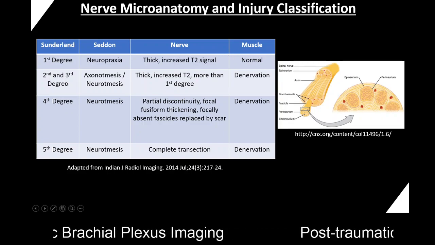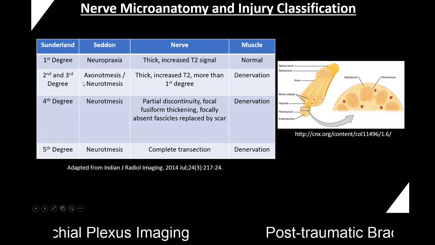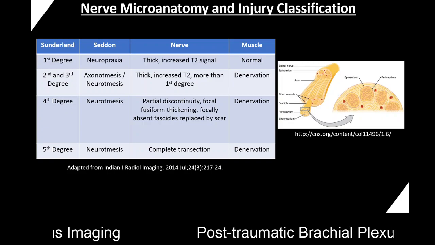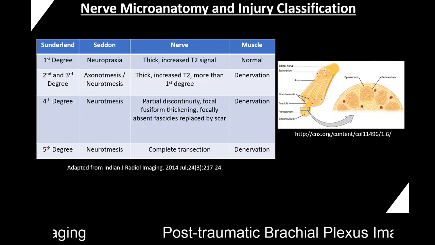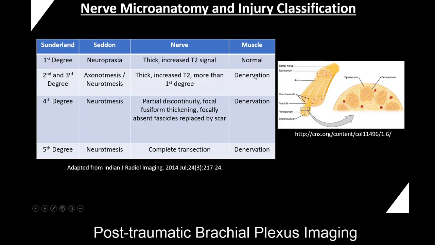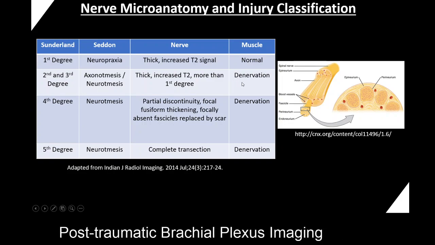For second and third degree injuries or axonotmesis and getting towards neurotmesis, you're having increasing degrees of injury of the axons plus the surrounding connective tissue. So the axons are cut and Wallerian degeneration occurs, and so you end up getting denervation change downstream.